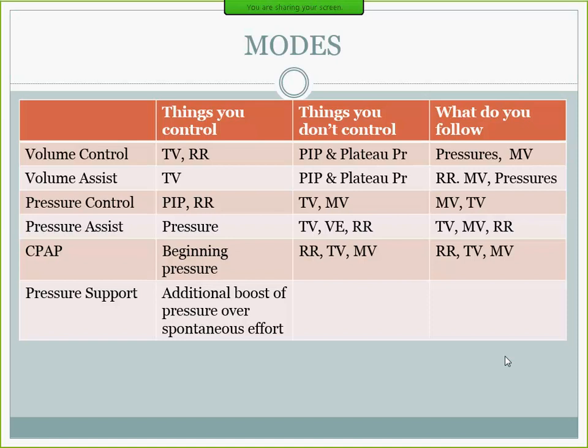So going back, just revising everything we said: in volume control mode, the things you control are tidal volume and respiratory rate. The things you don't control are pressures, and what you follow is your pressures and minute ventilation. In volume assist, again you have the same thing, and you can read up this slide, but basically it's the same thing that we went over a few minutes ago.